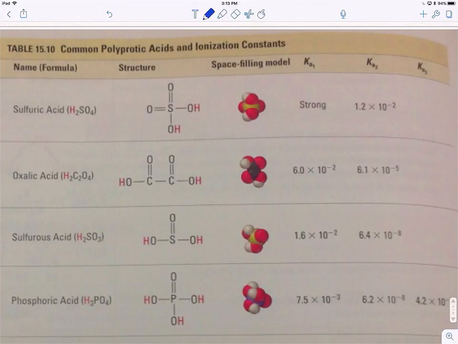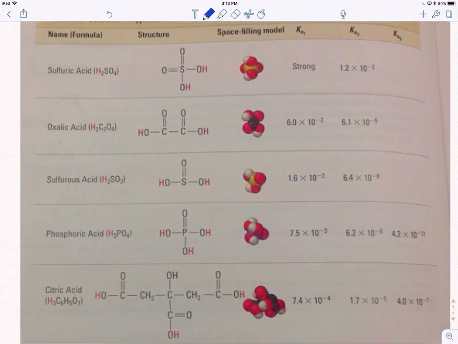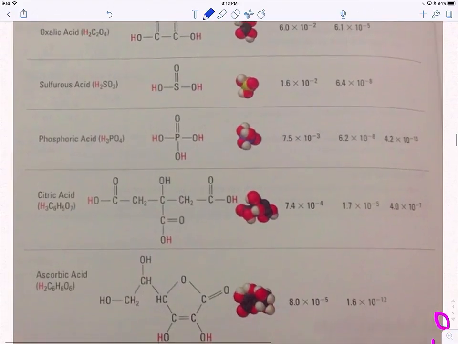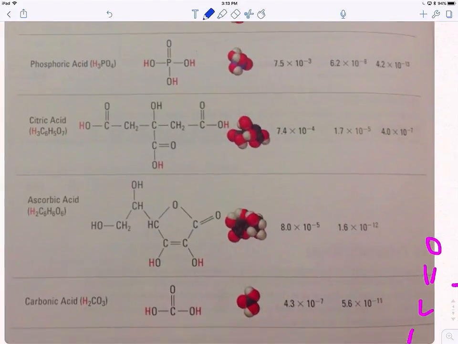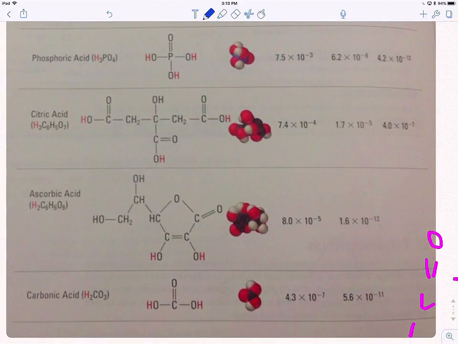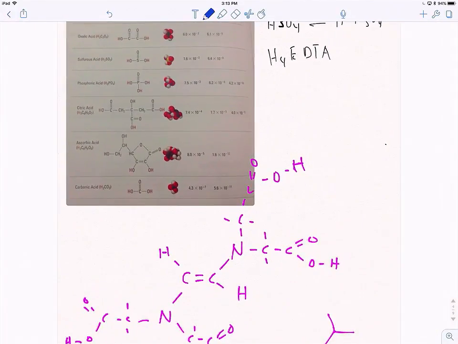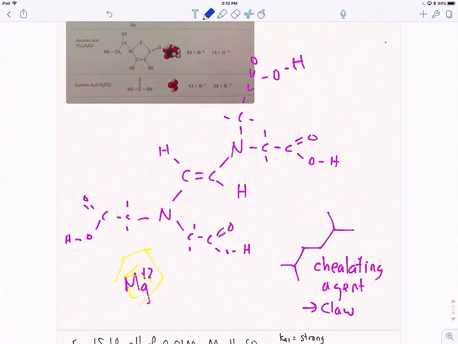So sulfurous acid. There's another one, 2 of them. Phosphoric acid has 3. Citric acid has 3. Ascorbic acid, that's vitamin C, has 2. Carbonic acid has 2. I even drew one here in pink. This is EDTA, ethylenediaminetetraacetic acid. That's got 4 hydrogens. So you can even have 4 hydrogens.